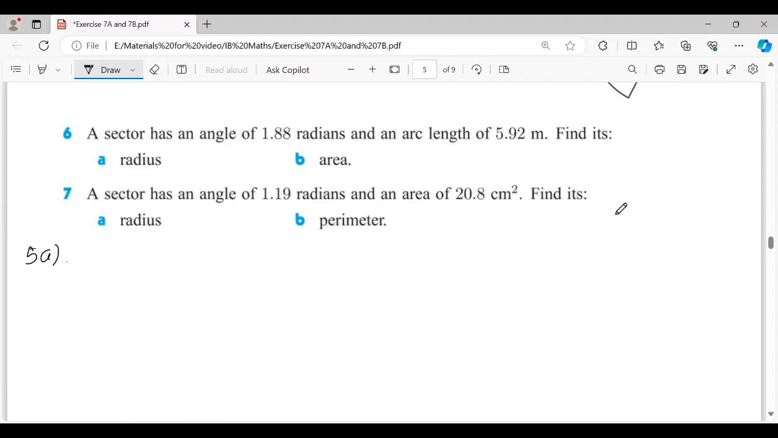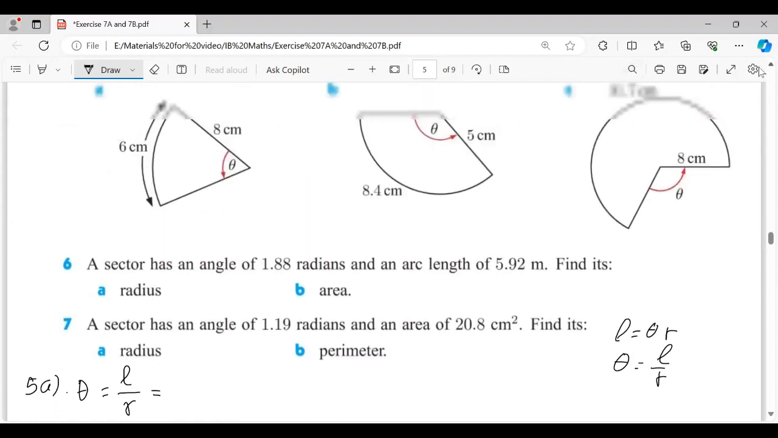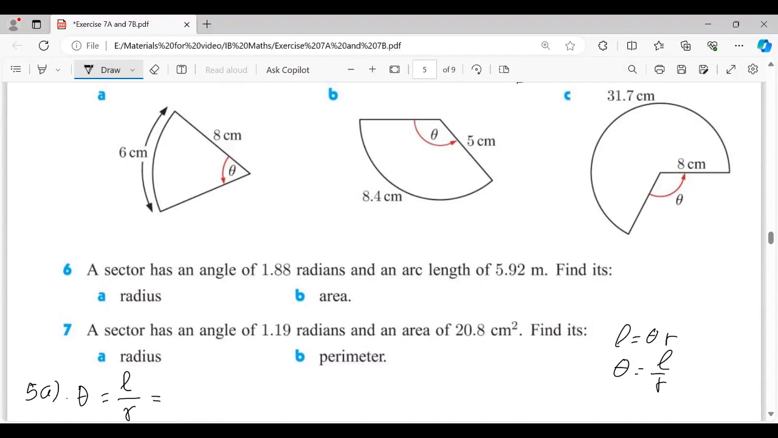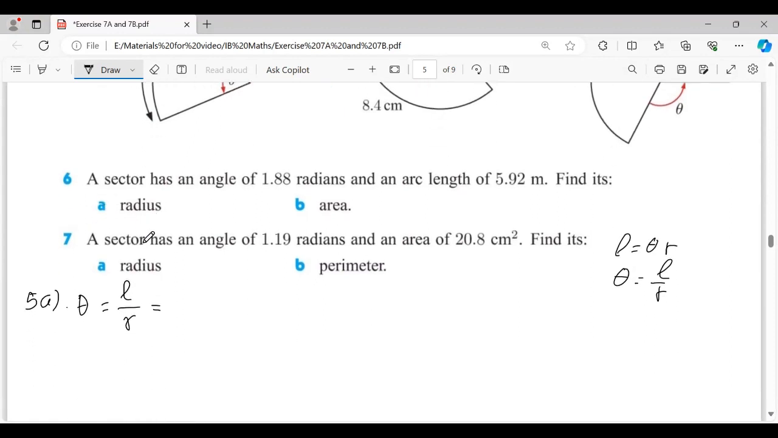As you know, the formula of arc length, L equals theta times R, so it means theta equals L over R, arc length over R. So what is the arc length? Let me check on the figure. Oh, 6 over 8. So theta equals 6 over 8, which equals 0.75 radians.